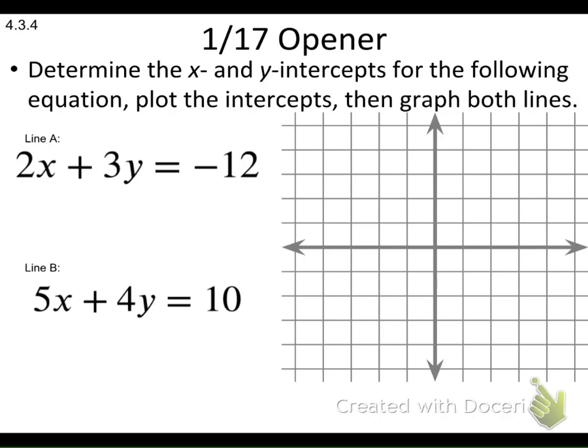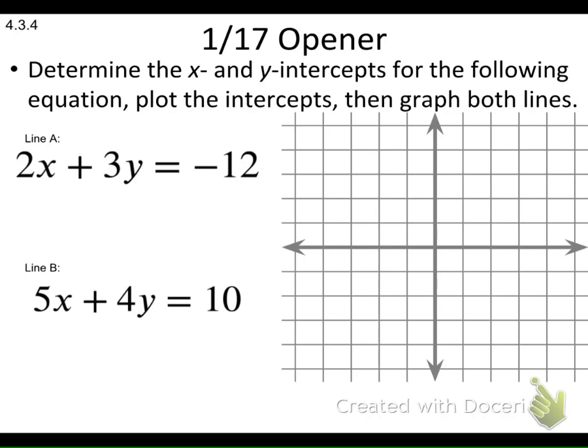So my directions say, determine the x and y intercepts. Right there, when it says determine the x and y intercepts, that's my hint that I'm going to set x equals 0 and y equals 0 and solve twice. After I do that, I'm going to plot the intercepts, then graph both the lines.